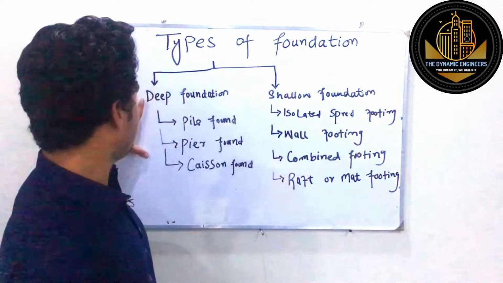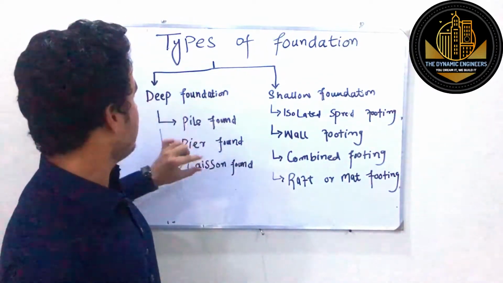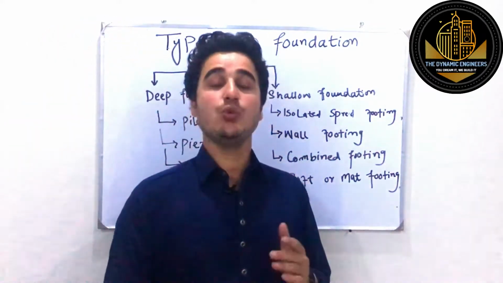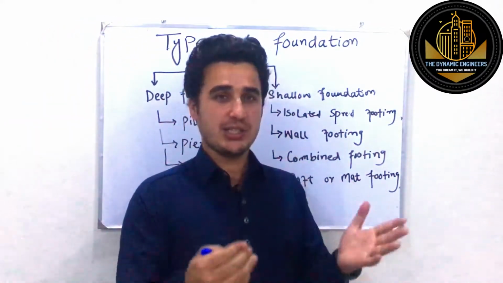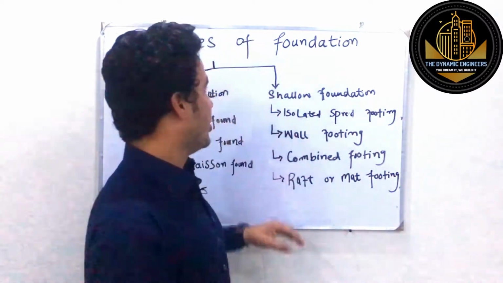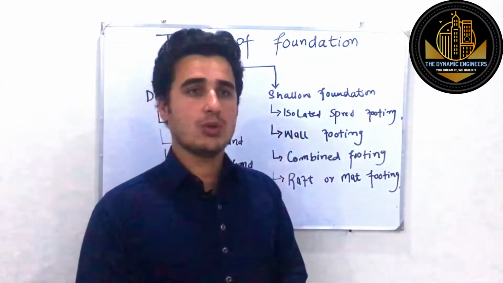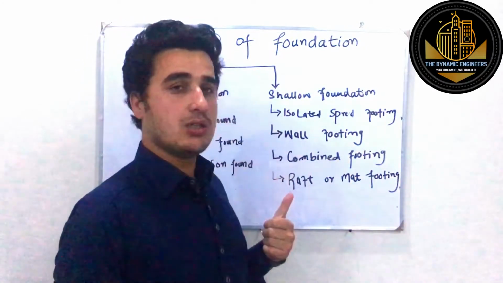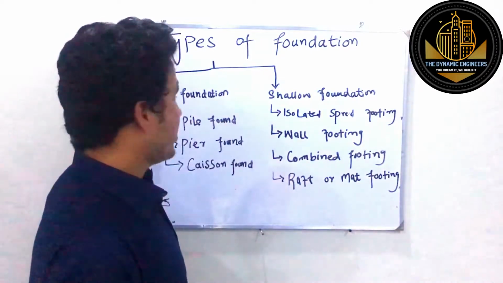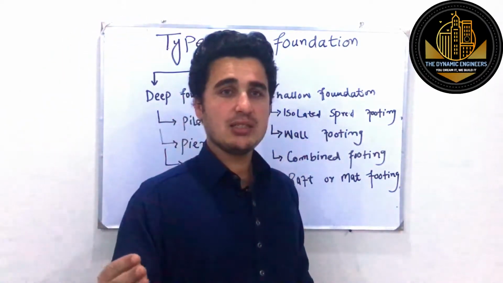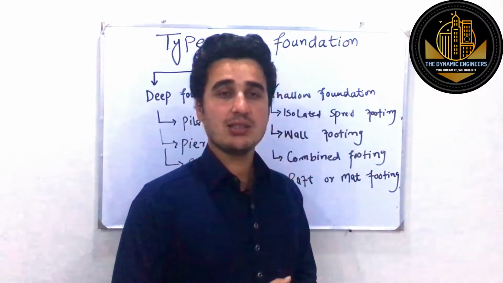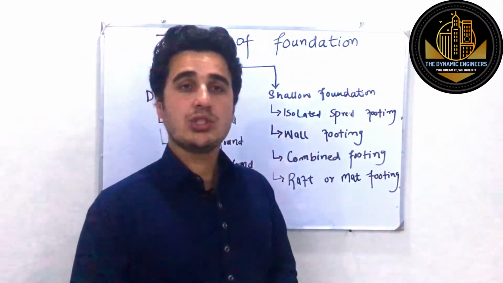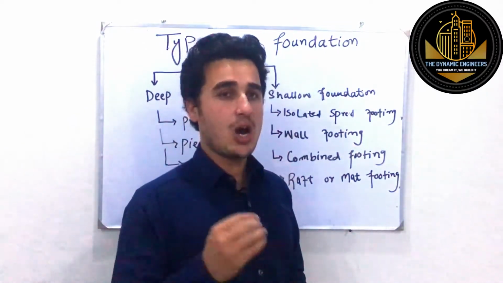So these are the types of deep foundation: pile foundation, pier foundation and caisson foundation. I am sure that you have seen the pictures and understood the concept of why these are used. Now the shallow foundation. In normal construction you will normally go through these foundations. Deep foundations are normally used in high-rise buildings, in industrial sectors, and in bridge constructions. These shallow foundations are normally used in building construction or in houses.